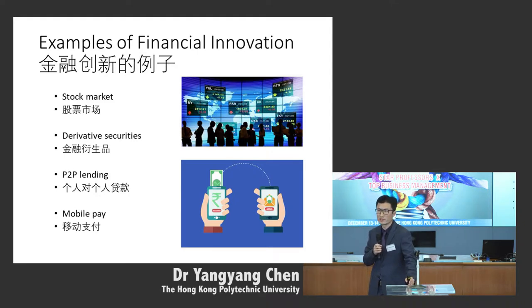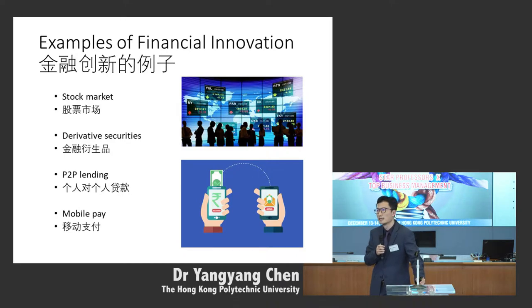And those derivatives can be on commodities like crude oil, cotton, and wheat, etc. They can be on publicly traded shares. They can also be on interest rates, or on the temperature, etc. So we have various kinds of derivatives. And in recent years, there has been much more financial innovation, especially in China.